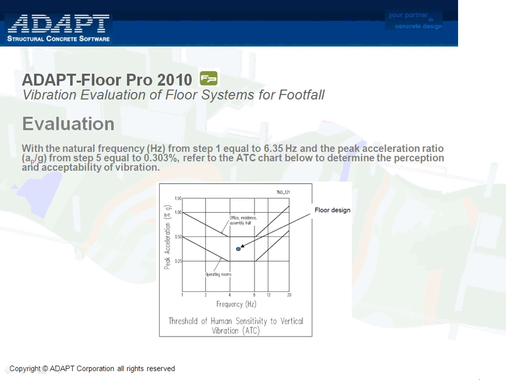The final step is to evaluate the slab. Given the natural frequency of 6.35 Hz and the peak acceleration ratio of 0.303, we can refer to the ATC chart to determine the perception and acceptability of vibration for this slab. In this case, we're below the threshold for offices, residences, and assembly halls. However, we're above the threshold for operating rooms or other very sensitive facilities. In this case, we would need to modify the slab in order to meet an acceptable range.